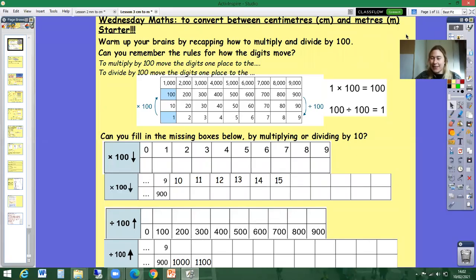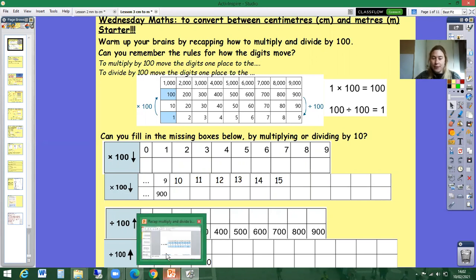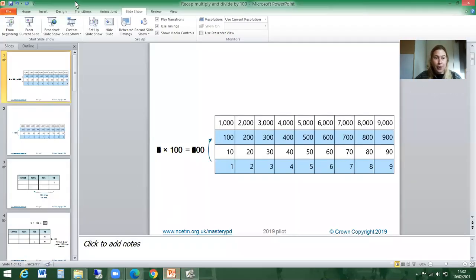Welcome to Wednesday's maths lesson, and today we're continuing looking at conversion of units, and we're going to look at centimetres and metres today. But just like yesterday, we've got a starter today to warm up our brains because we need to recap how to multiply and divide by 100. So just like yesterday, we're not going to look at this page on the PDF because we've got a PowerPoint version that we can look at. So grab some pencils and paper, something to write on, and pause the video if you need to, okay?